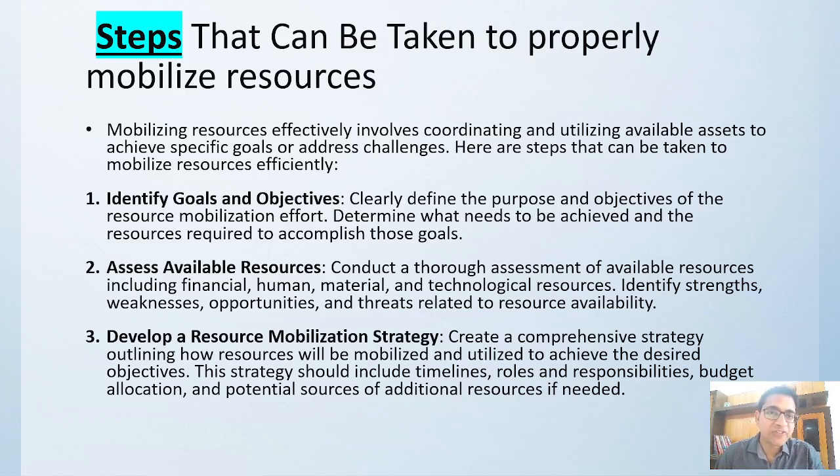So there are a lot of steps that we can take to properly mobilize the resources. In the beginning, we should know the goals. If we want certain resources, first of all, we should know where we want to invest that resource. Clearly defined objective, clearly defined purpose, where the resource has to be spent, whether it is natural, capital, money, or human. Properly identify the goal where it has to be spent.